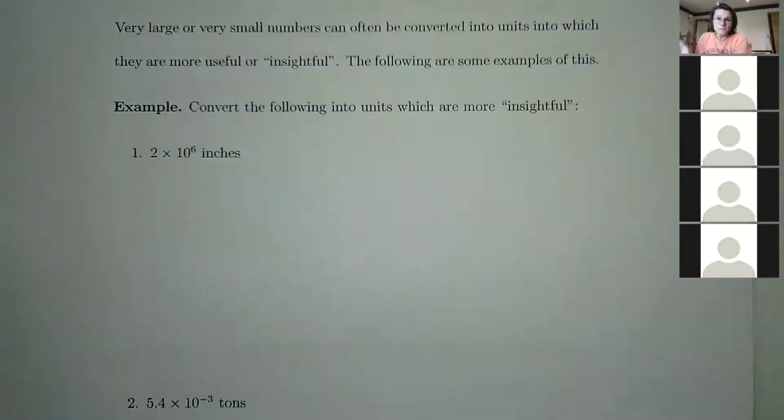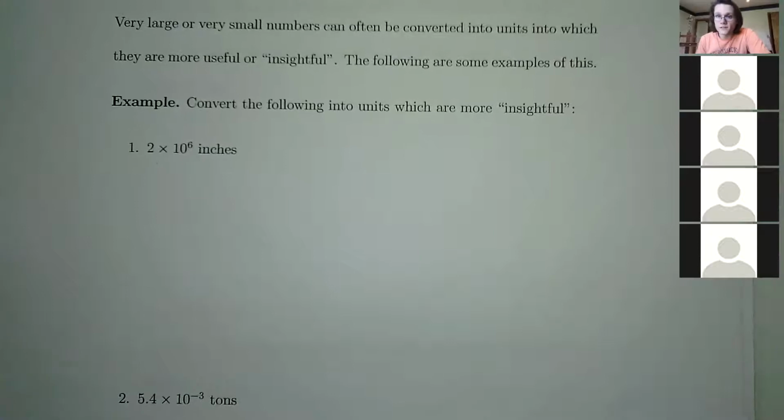Like it might be big. 2 times 10 to the 6 is a million, so it's 2 million inches. So you might say, oh, that's a lot. That could be the circumference of the Earth. But you don't really know. It's definitely not the circumference of the Earth. And we don't have a good gauge on inches, essentially. So what we want to do is convert it to a unit that is better suited to the size. And a good one here is miles.